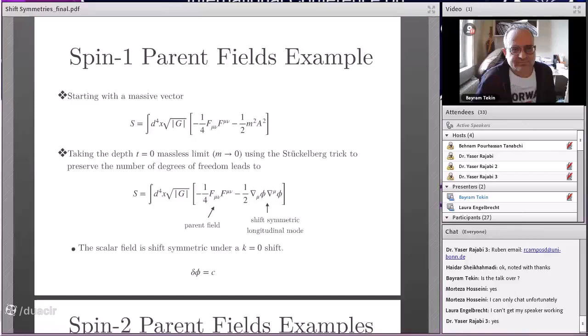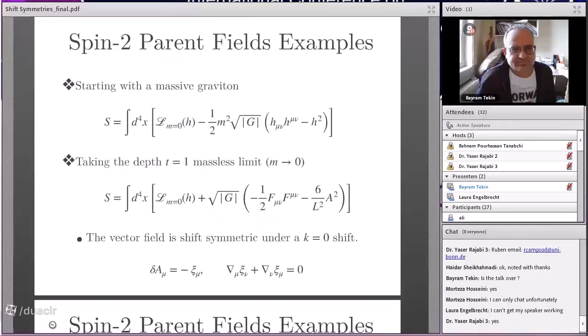Here's an example of what I'm talking about. We could consider a massive vector as our parent field, and then if we take the massless limit, our parent field will be a massless vector, and then you'll get a shift symmetric longitudinal mode. This is just a massless scalar, and unlike in flat spacetime where it was invariant under an infinite tower of shift symmetries, in AdS it's only invariant under the k equals 0 shift symmetry.